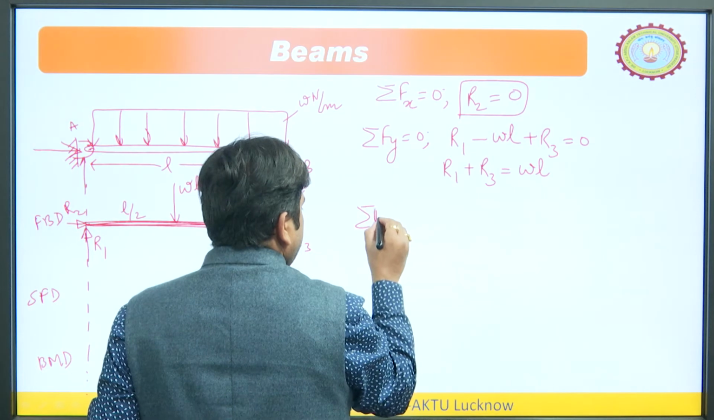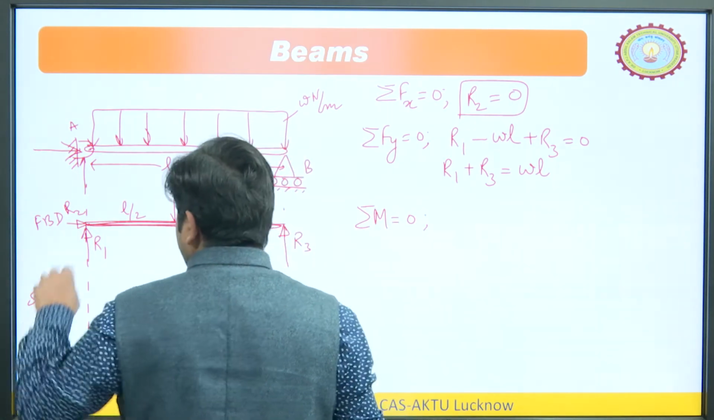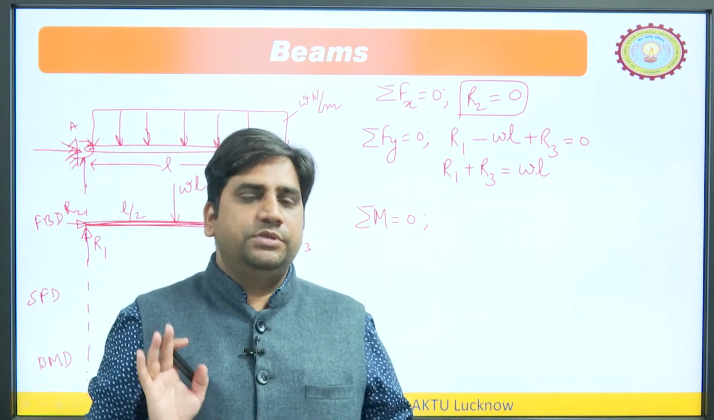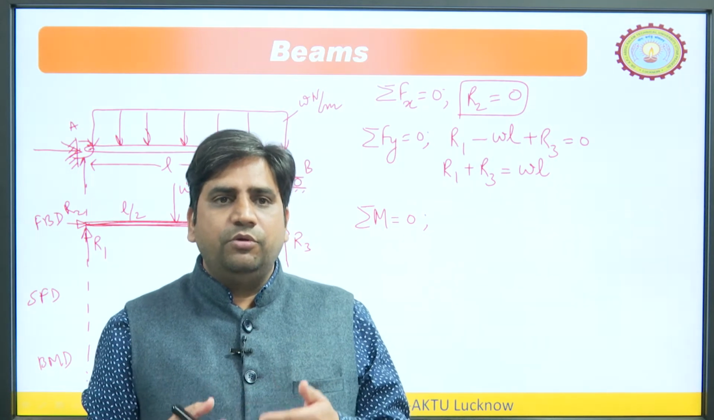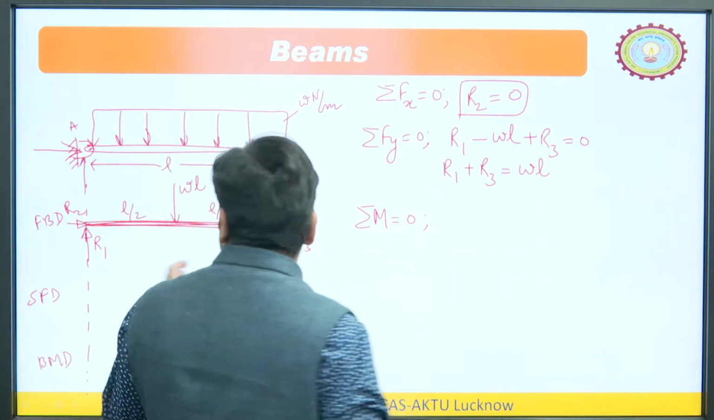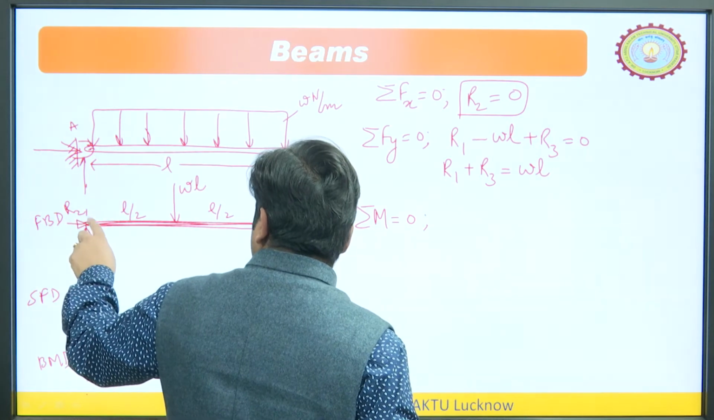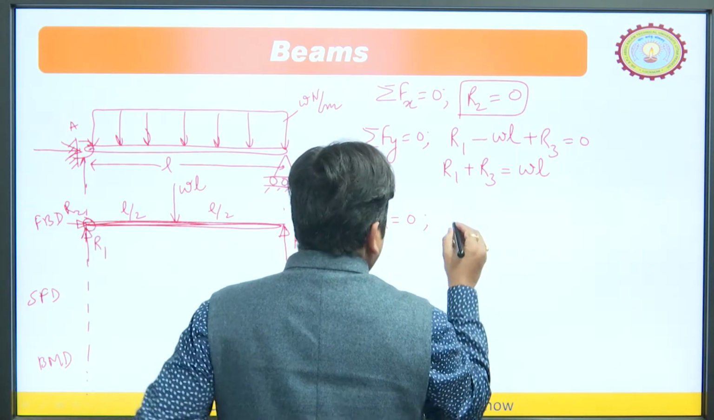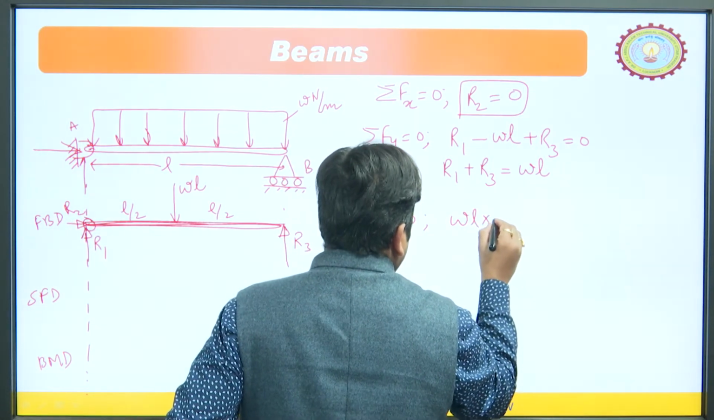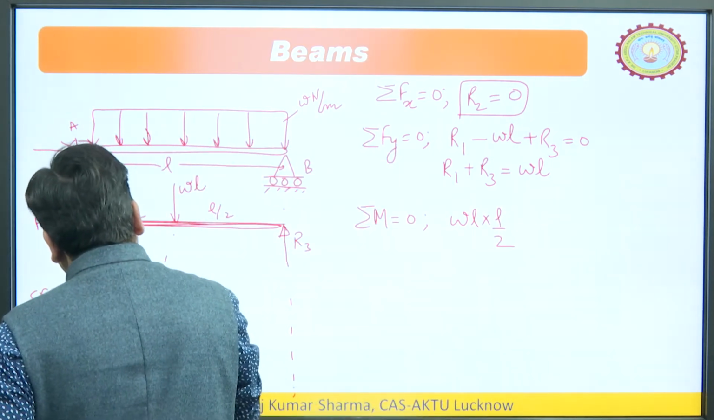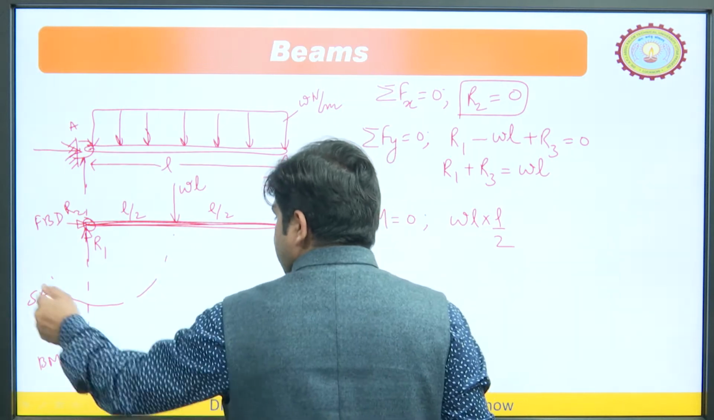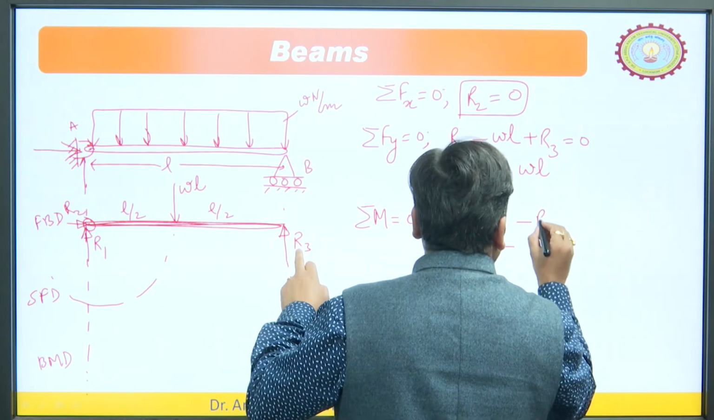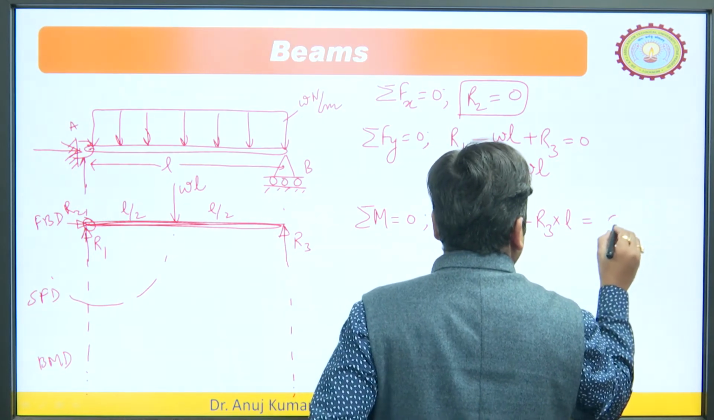Now, the third equation, sigma M equals 0. About which point? Always try to take the moment about the point where you have the maximum number of forces, so you need not go for a longer calculation. We have two forces passing through this point, R 1 and R 2, so you take moment about this point. If you take about this point, the moment of R 1 and R 2 will be 0. So, W L into L by 2, it will be clockwise, right. I am just doing this to help you understand, minus R 3 into L equals 0.